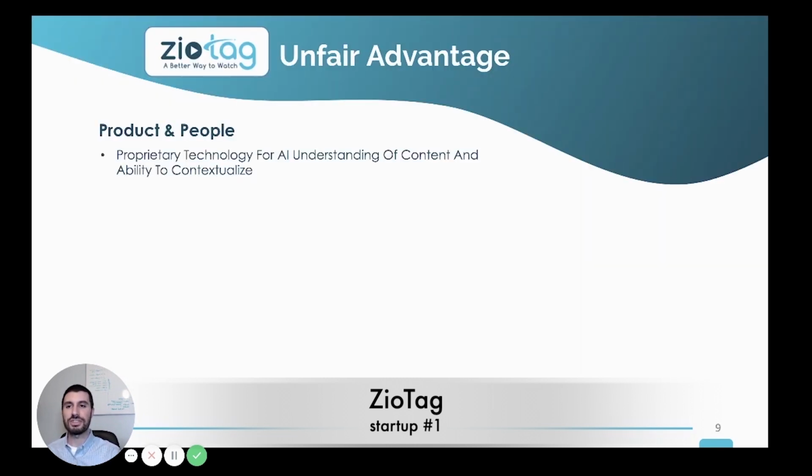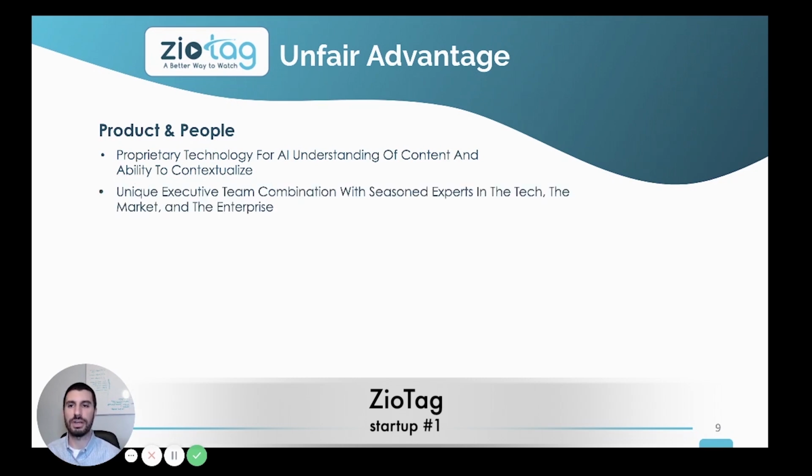Our unfair advantage is 2 things. 1, our product and our proprietary technology for artificial intelligence and how it understands the content of a video and then applies that to contextualize the actual video itself. And our unique executive team combination with seasoned experts, not just in the technology and artificial intelligence, but also in the SMB market and the enterprise market, so that we can simultaneously attack both tiers.